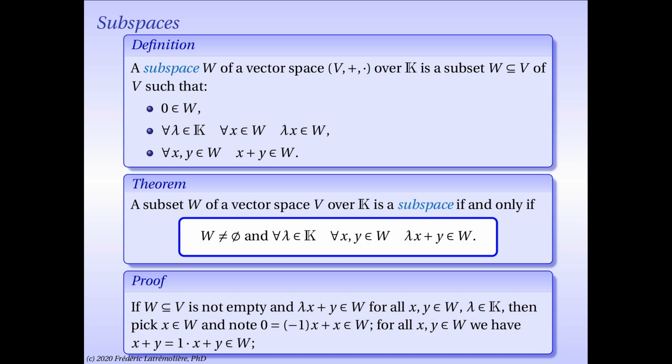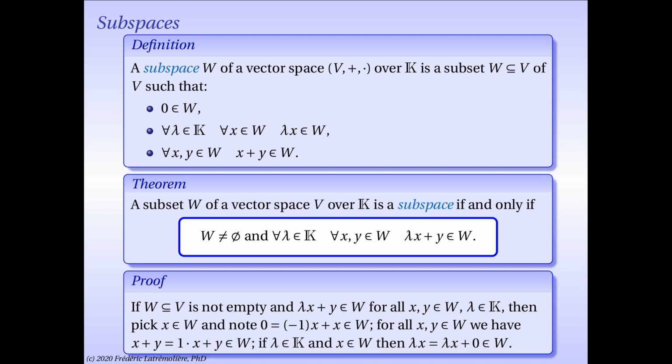And to conclude, I need to show that W is closed under scalar multiplication. I give myself an arbitrary scalar lambda and an arbitrary element x of W, and I want to rewrite lambda x again in the form of that highlighted blue box in our theorem. And it's easy to do now because we can write lambda x as lambda x plus 0.